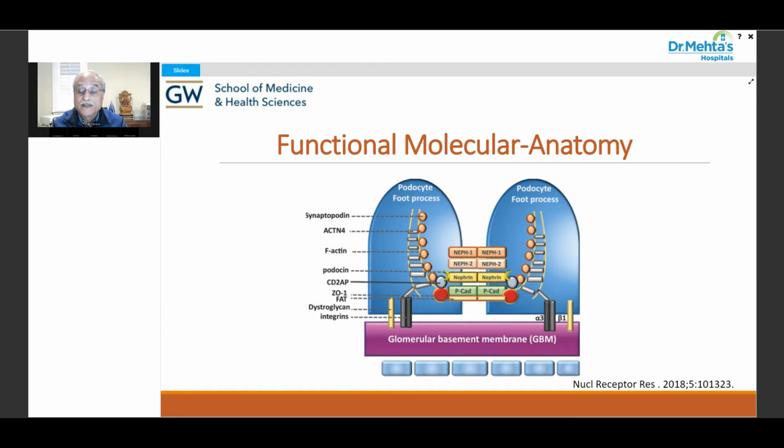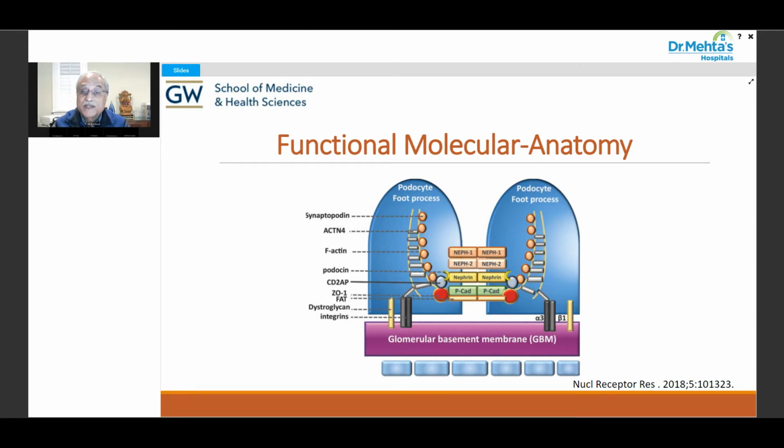Most important of that is the actin cytoskeletal structure. These actin molecules are bound together by alpha-actinin-4, which is a bridge. And if that bridge is broken, the whole cytoskeletal system breaks down. Then there is the anchoring of the podocytes. Those proteins are either integrin, both alpha 3 and beta 1, and dystroglycan. Both of these are the anchoring proteins.